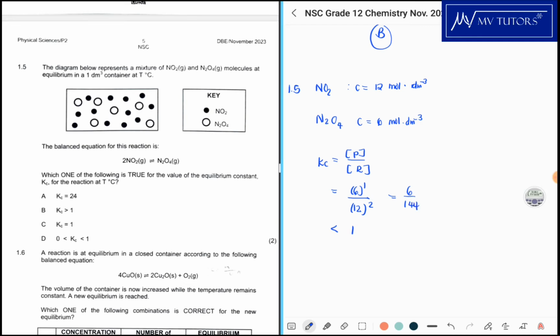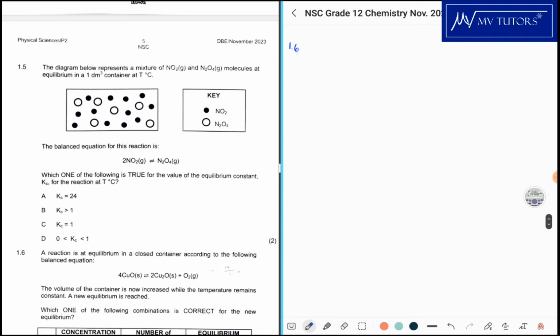If you look at the options, Kc is 24, no. Kc is bigger than 1, no. Kc is equal to 1, no. Kc less than 1, yes. Is it also bigger than 0? Definitely, it is not negative. So in this case, D would be the correct answer.